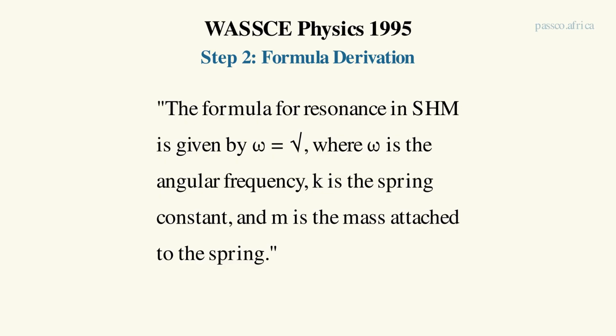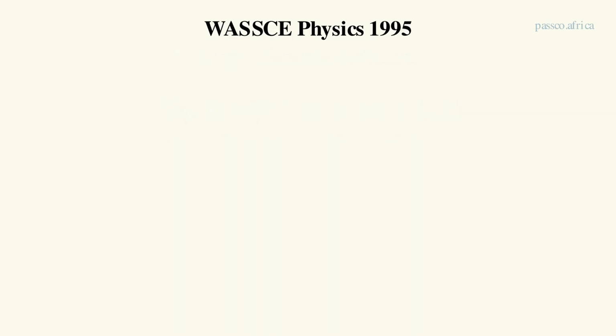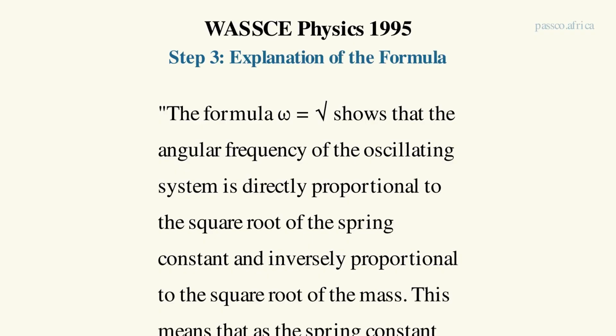Step 3. Explanation of the formula. The formula omega equals square root shows that the angular frequency of the oscillating system is directly proportional to the square root of the spring constant and inversely proportional to the square root of the mass.